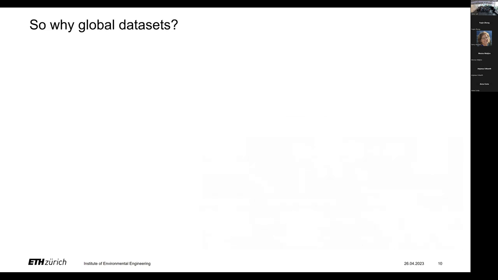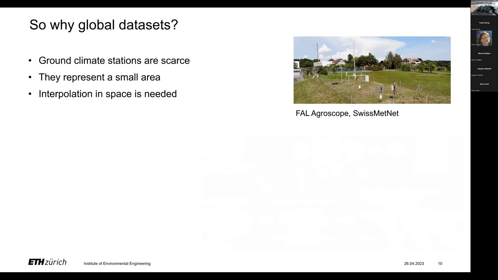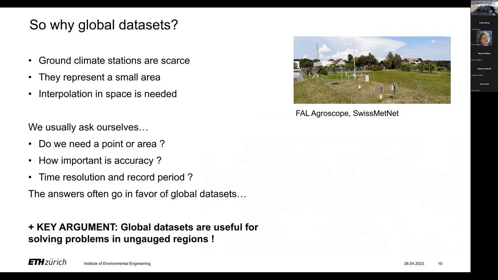So why do we use global data sets? To continue in this thought, well, because ground climate stations often are very scarce, they represent a very small area. Interpolation in space is needed. That's an extension there near our home. And we usually ask ourselves questions like, do we need a point or an area? Do we just need one point or do we need an area? How important is accuracy? Is the time resolution, the record period actually important?